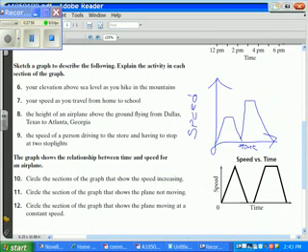So she's stopping at 2 spotlights, so her speed's going down to 0. Good, nice job.